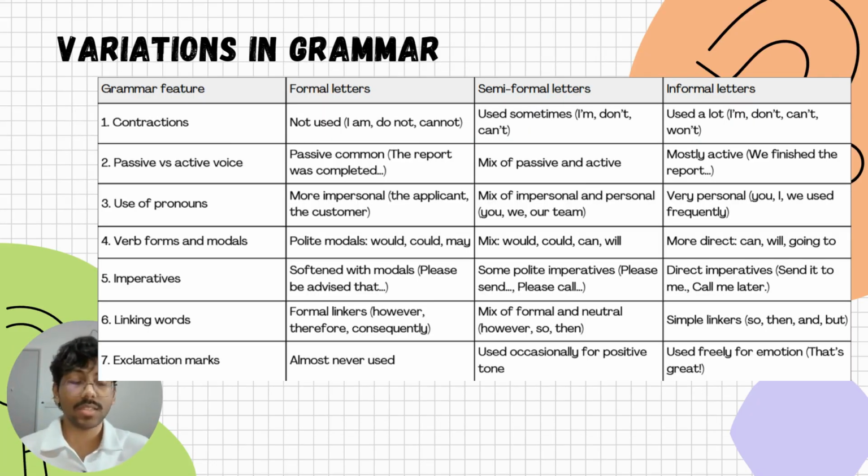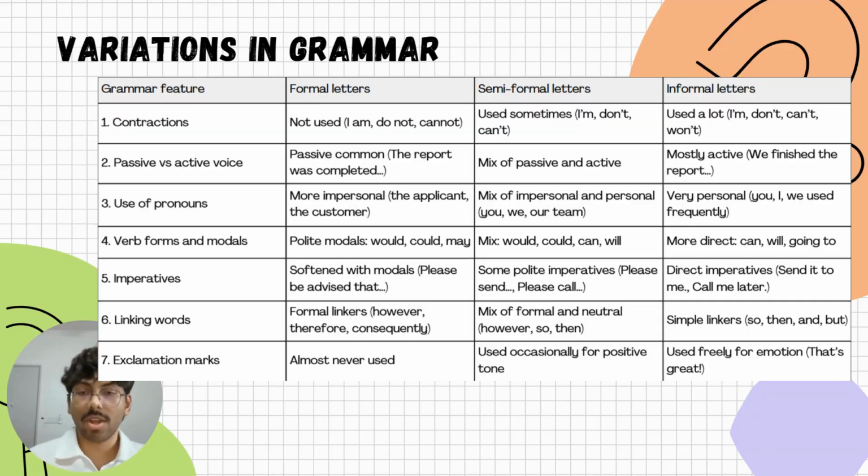Alright, now let's see the variations in grammar and vocabulary. As for grammar, the first point is contractions. Contractions cannot be used in formal letters by any chance, while they are encouraged in informal letters and semi-formal letters, as contractions tend to express a relaxed tone.